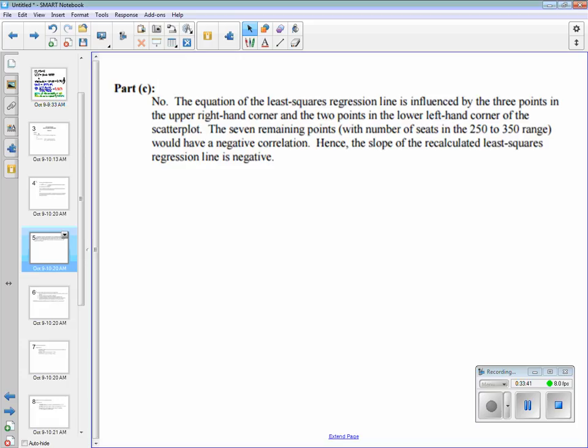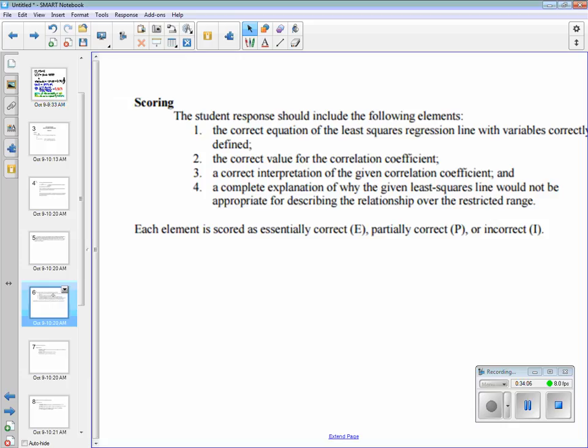If you actually take those 3 points away, the regression actually becomes negative. Did you notice that? If you take these 3 points away, the regression now becomes negative. So it totally changes from a positive to a negative situation. Okay? So yes, that's a problem. So let's see how they scored it.